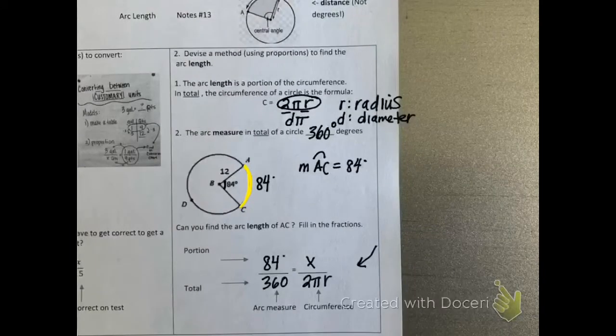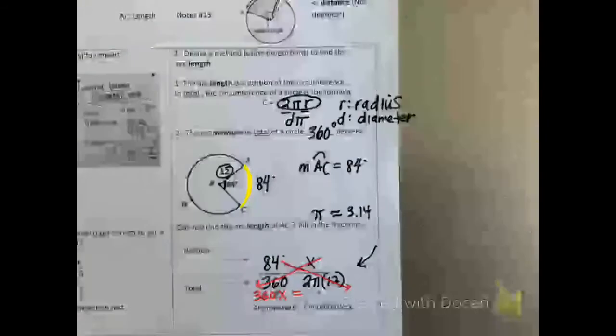pi r. And in this case, in order to solve for our arc length, we do have to plug in what the radius is. So if you look at the picture, the radius is 12. So where that r is, I'm going to erase and fill in 12. For pi, we're going to estimate pi is approximately 3.14. So in order to solve for the arc length, we're going to be cross-multiplying. So 360 times x is 360x, and that's equal to, so there's a couple numbers we have to multiply here. 84 times 2 times 3.14 times 12.